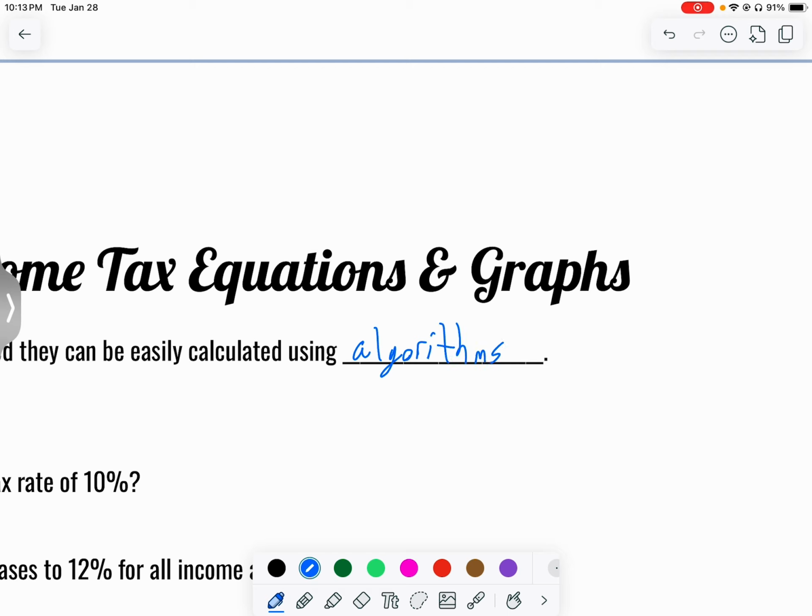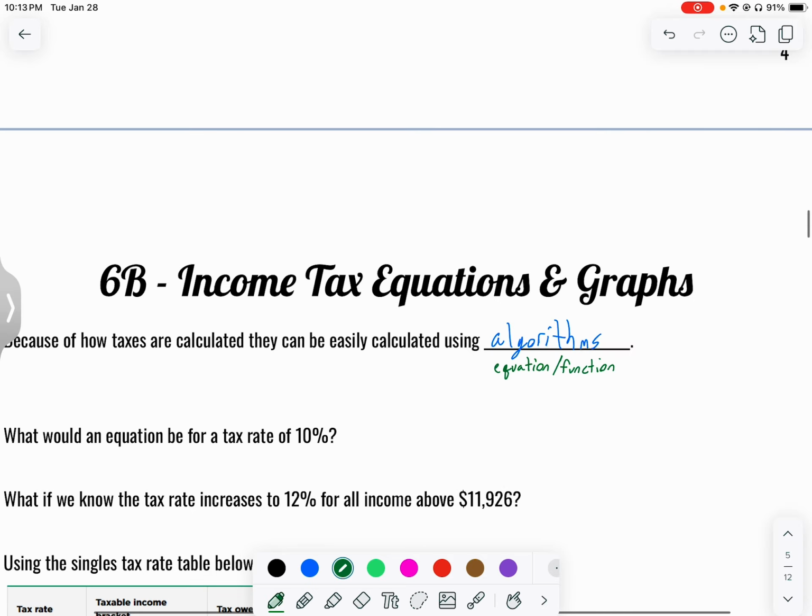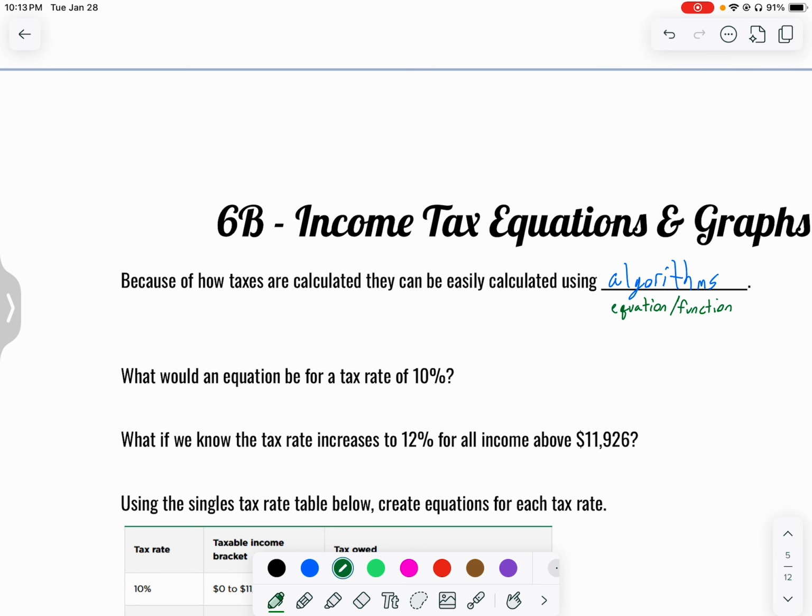What it is for algorithms in math is typically an equation. That's not exactly an equation. A better word for it is a function. Okay? So we want to be able to understand that we can calculate taxes using a function. And it's pretty simple for us to be able to do that. Let's take a look at the first one.